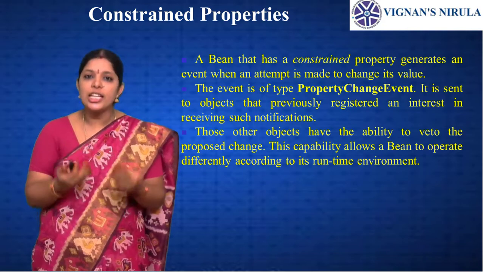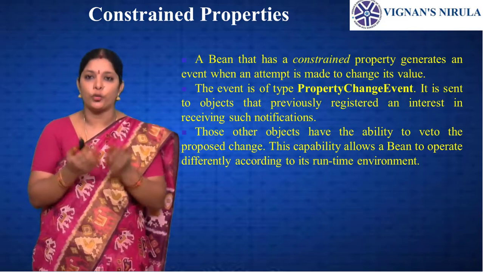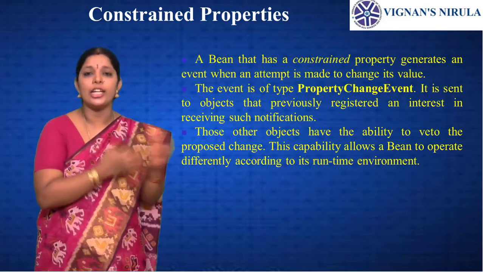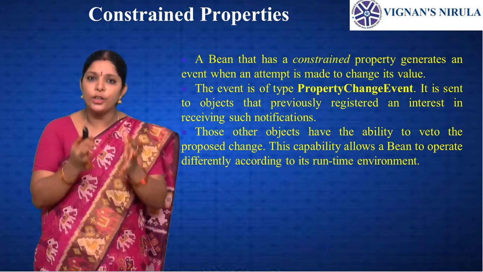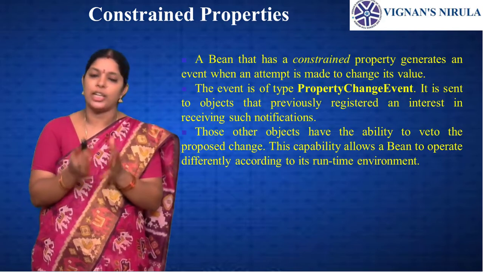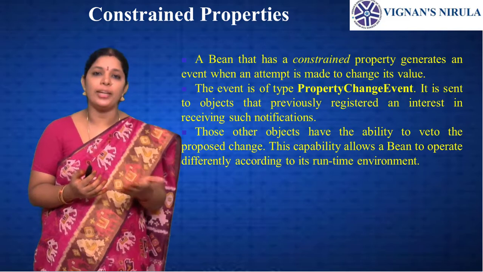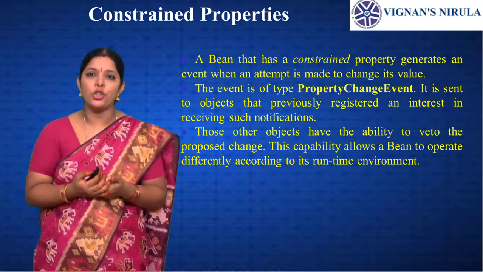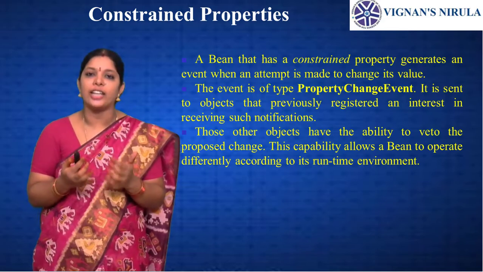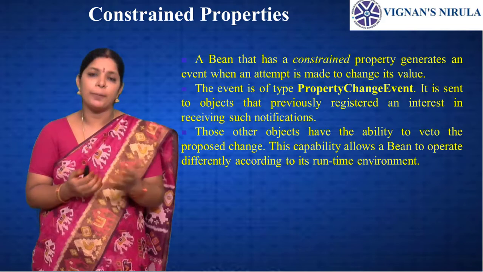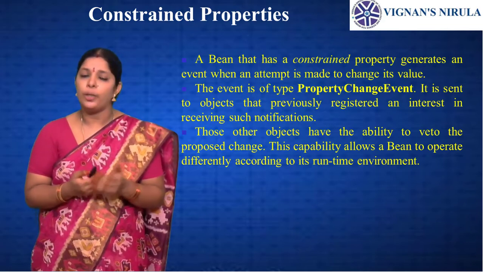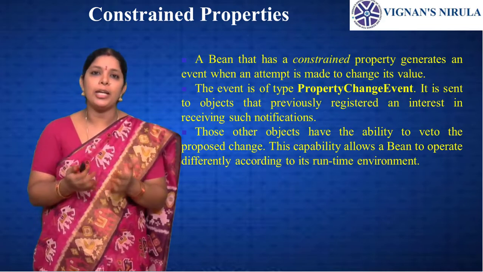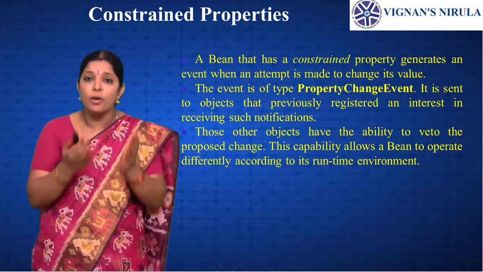The previously registered event can make notifications for the next object. The object classes and other objects have the ability to veto the proposed change. Veto means we have the ability to change the properties of any bean. This allows a bean to operate differently according to the runtime environment. For example, a bean property change results in a validation by another bean, and the other bean may reject the change if it is not appropriate.